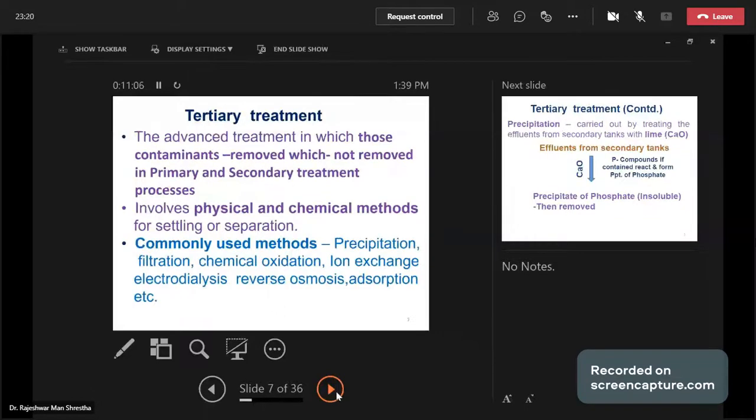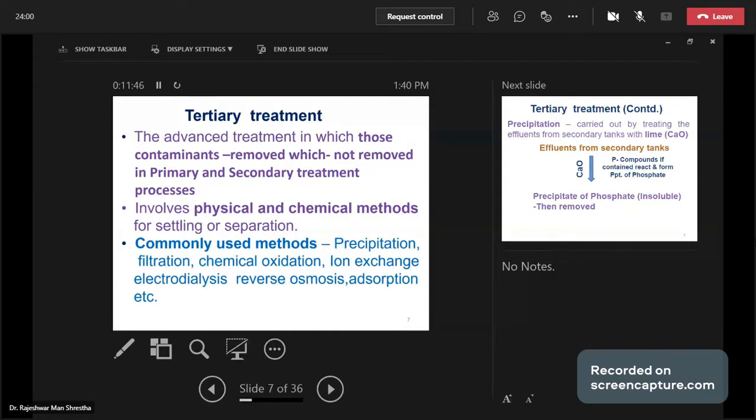Next is the tertiary treatment, and this is the last treatment in wastewater treatment. It is the advanced treatment in which those contaminants are removed which are not removed in primary and secondary treatment. To carry out this treatment, first of all you have to do a test for water. On that basis, you can use the treatment process. First of all you have to check the water.